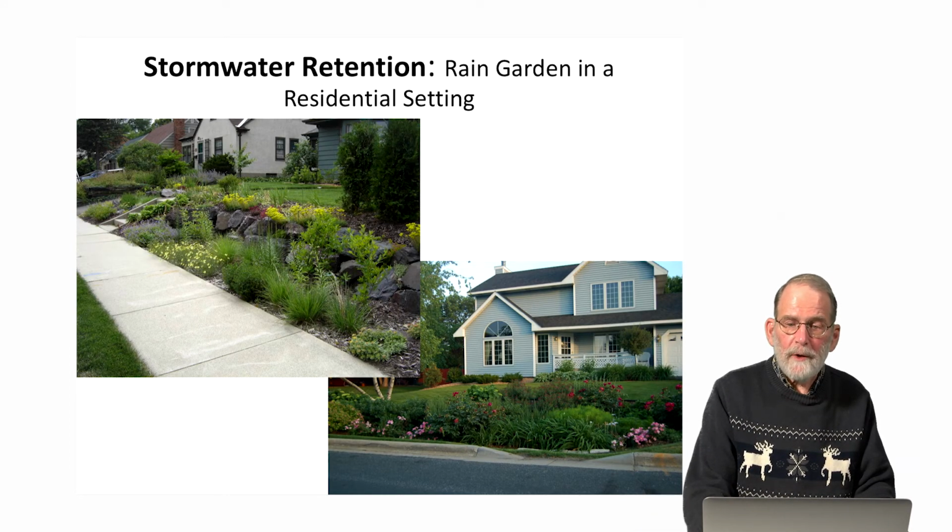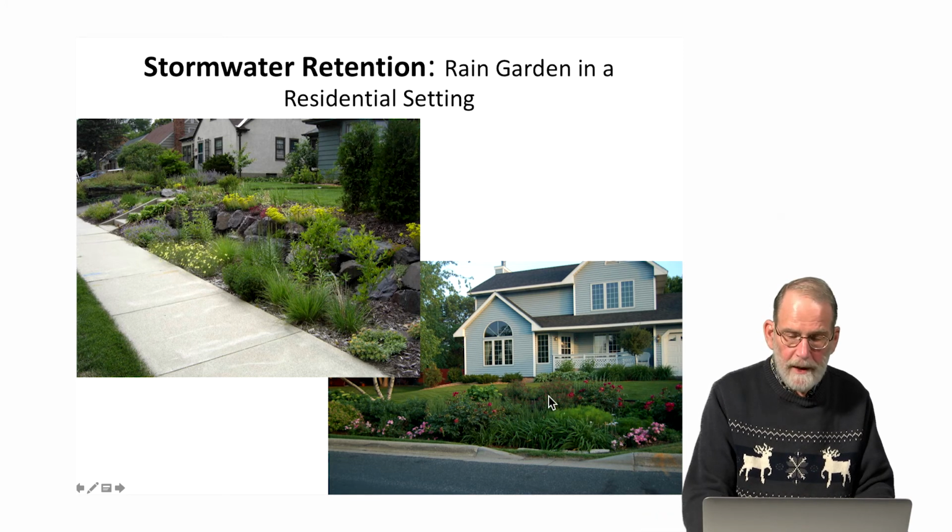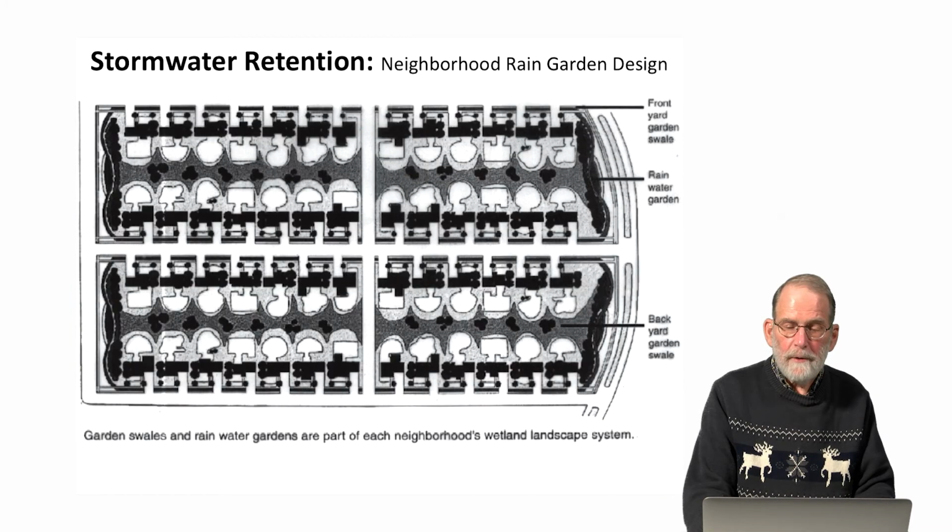Other examples of rain gardens in a residential setting, and these can be combined to include a wide assortment of materials. You can see that there are shrub and herbaceous materials, but also trees and other woody plants integrated into the planting design of the rain garden.